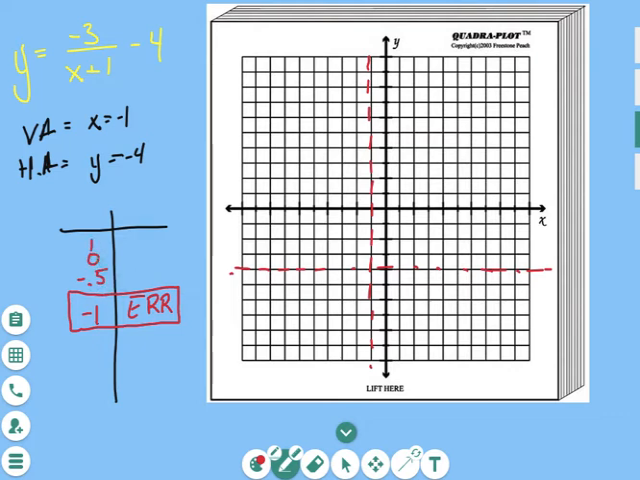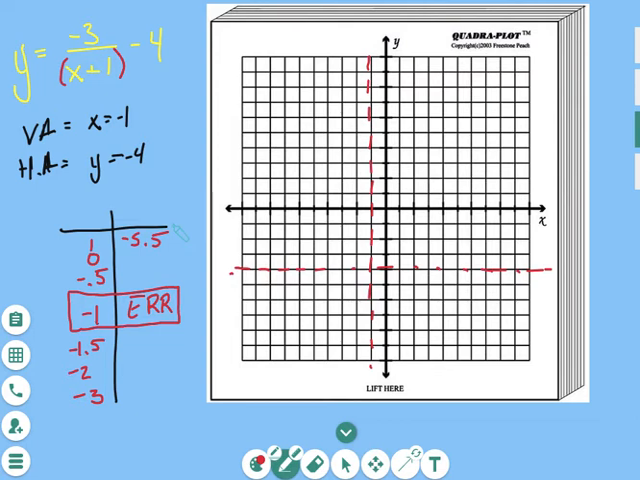So going up a half, 1, and 2 from our vertical asymptote, and then going down a half, 1, and 2. And just like before, we treat it the same way, but when we plug it in, we just have to make sure we have those parentheses in our expression. So negative 3 divided by parenthesis 1 plus 1 parenthesis minus 4 equals negative 5.5.